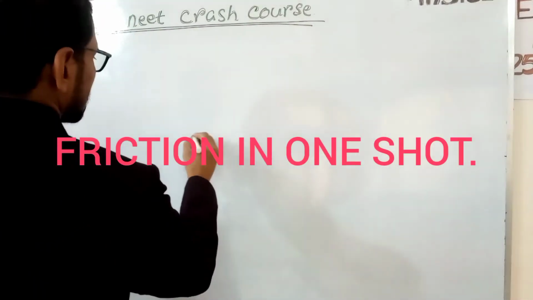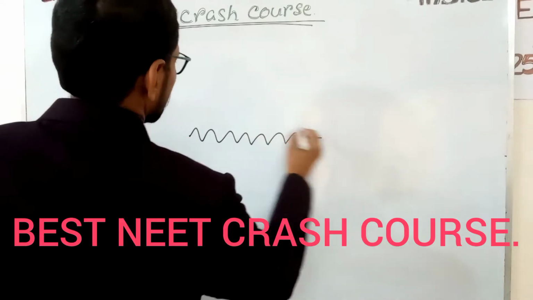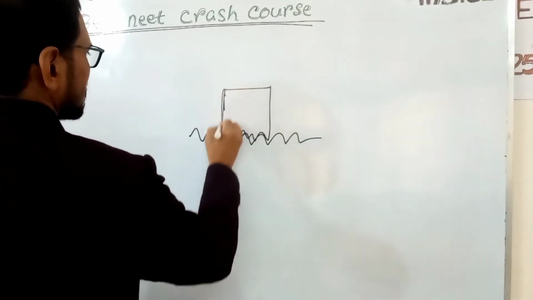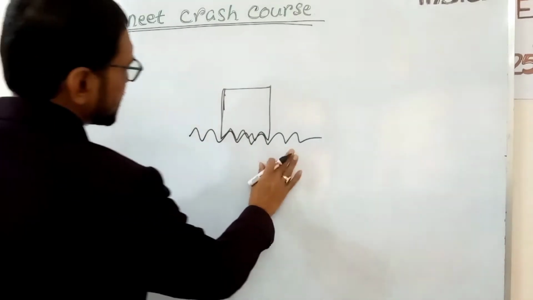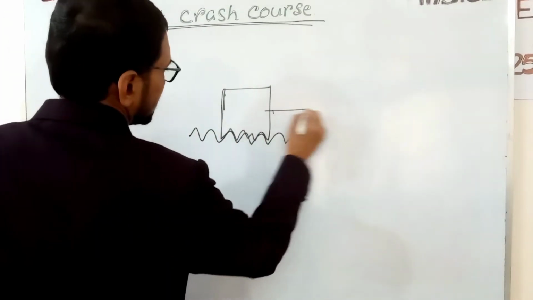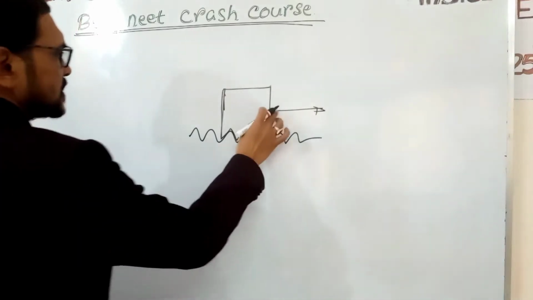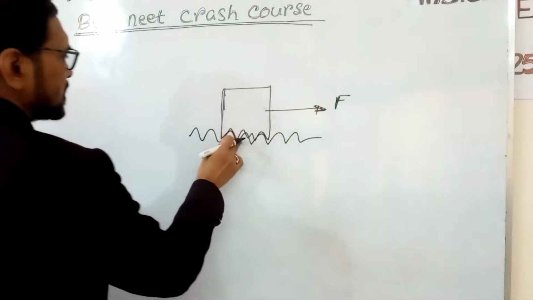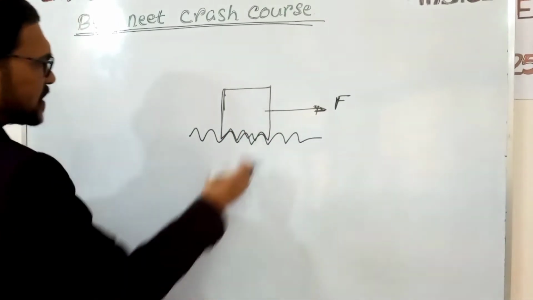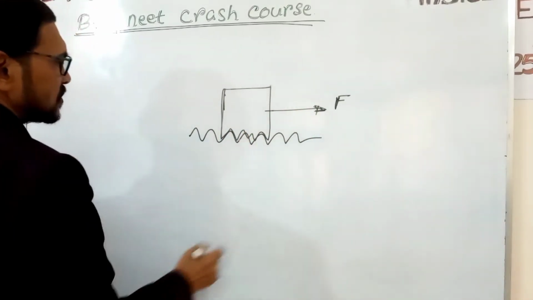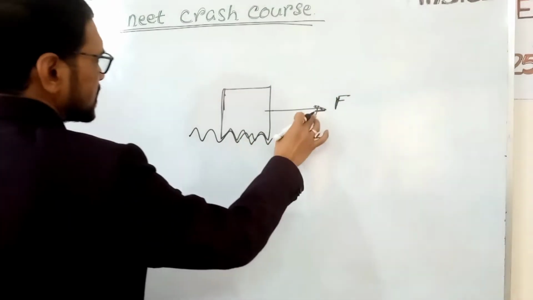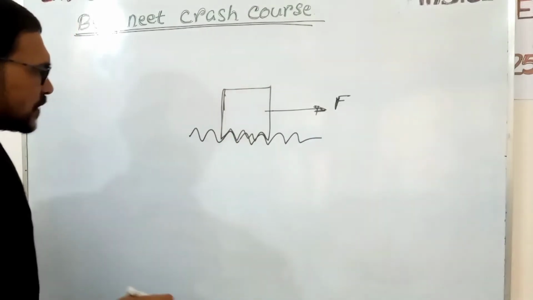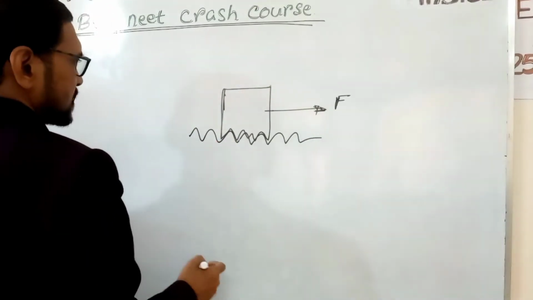So, what is the cause of friction? Every surface is rough. When a body is at rest on a surface and a force is applied, then friction acts between the two surfaces. If there is no external force, no friction acts. When the external force tries to pull the body, then friction starts to act.